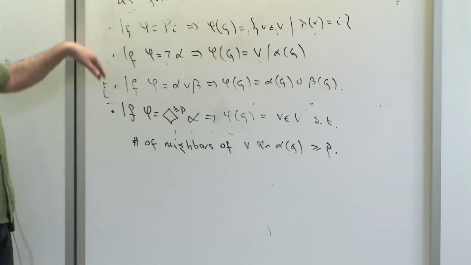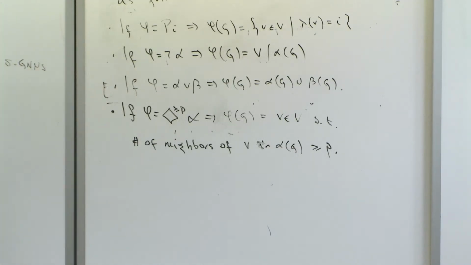So for instance, with this logic, there is no way I can express that there exists a triangle in the graph. These are the things that I cannot do. Everything that I can do here is actually expressible with only two variables and counting. But there are things that can be expressed in two variables with counting that cannot be expressed in this logic.